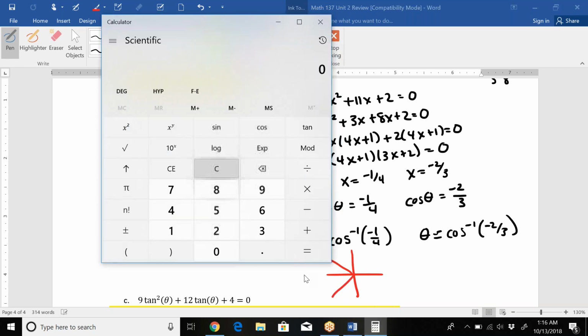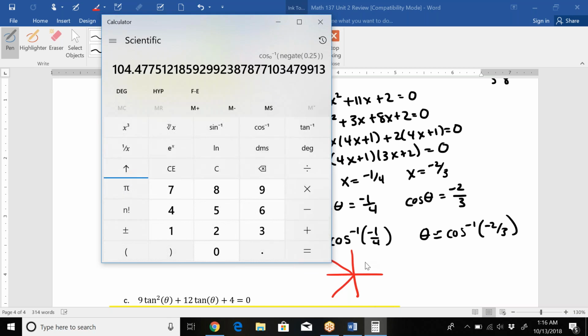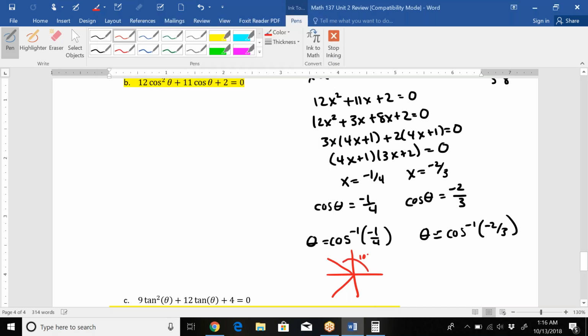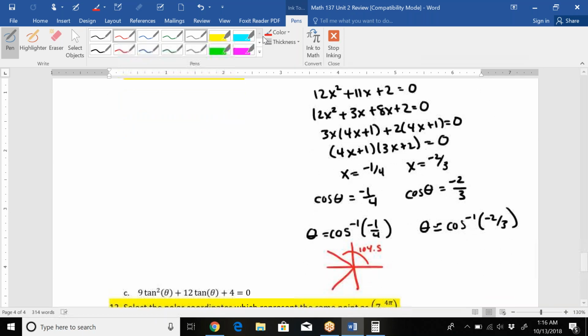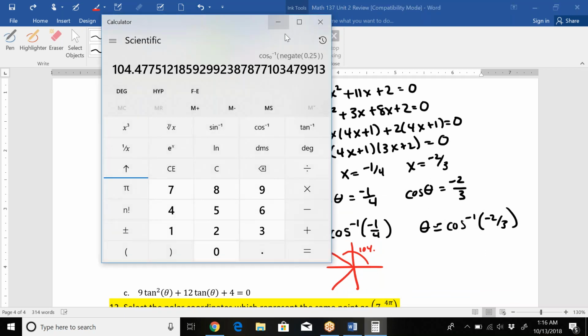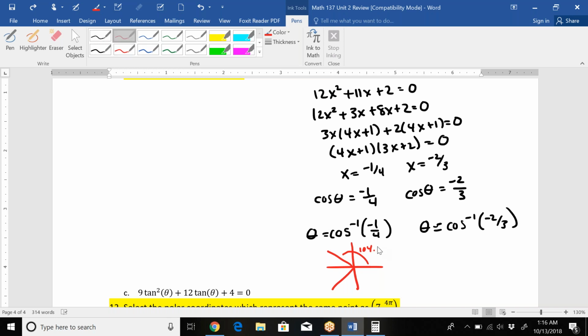So let's do the cosine inverse, so -1/4. And then we want to take the cosine inverse of that. That is 104.5 degrees. Did it say round to 2 decimal places? Yes. Okay, so let me go back. That would be 104.48 degrees. Now remember, that is the measurement from 0 for that angle, so that is definitely one of our solutions. But there is another solution in this group.